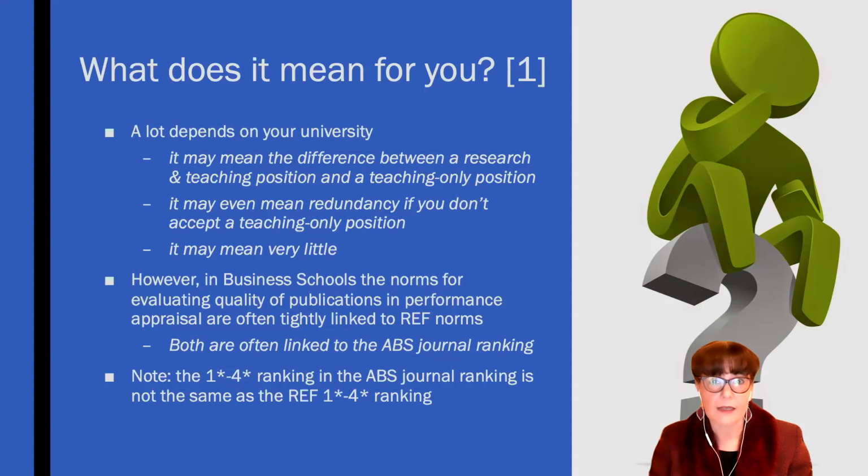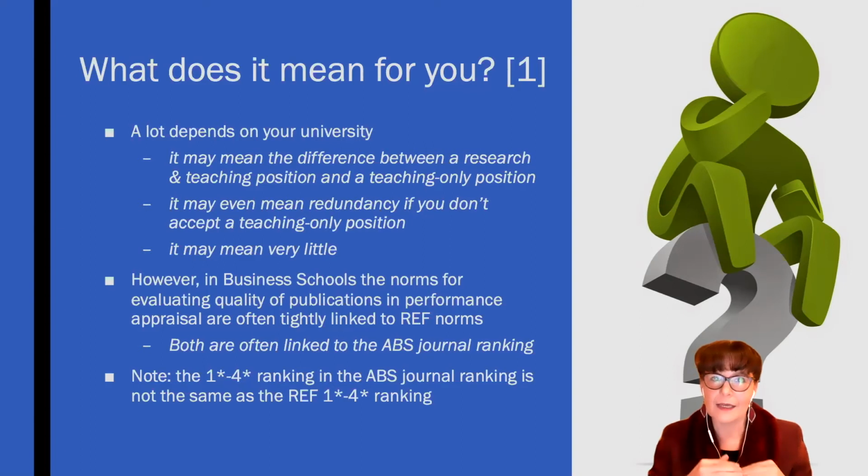What I will say, though, is that in business schools in the UK, the norms for evaluating the quality of publications in both the REF and performance appraisal are tightly linked to REF norms. So senior managers are looking at your publication profile to some extent in the context of the REF. However, if we talk about the journal rankings that are often used to evaluate your publications, it's really confusing because these journal rankings are also 1 to 4 star, but they're not the same as the REF 1 to 4 star. They are the same in a sense that 4 is highest and 1 is lowest, but they're not identical.